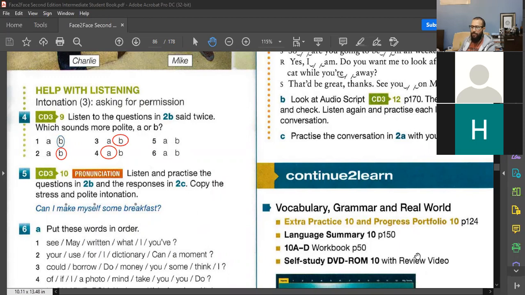One more time. Ready, number 5. A. Would you mind if I borrowed your car sometime this week? B. Would you mind if I borrowed your car sometime this week?